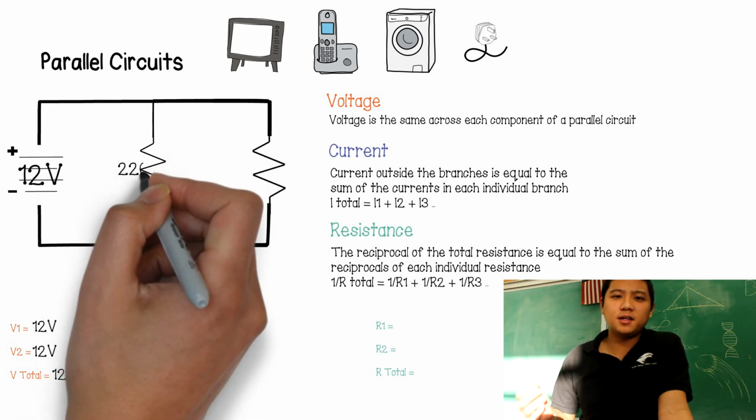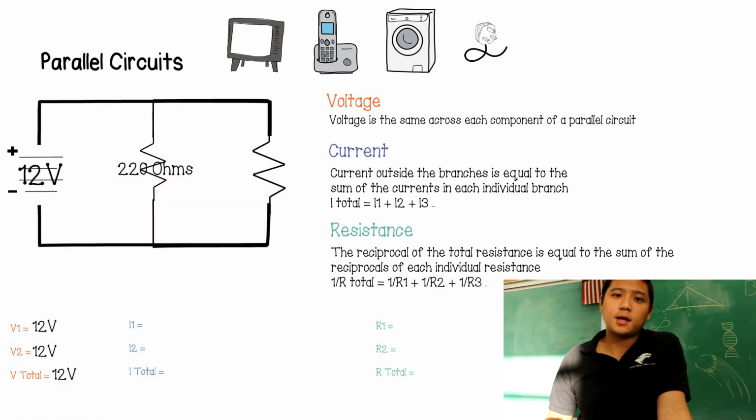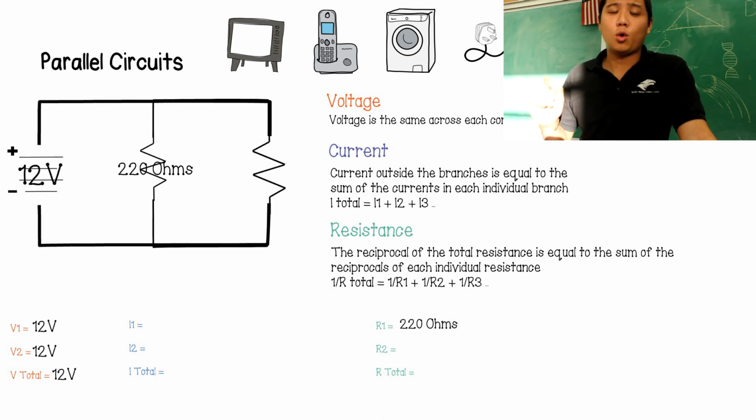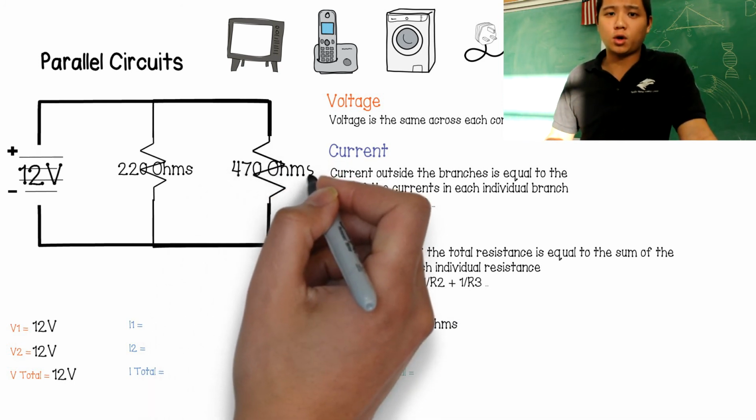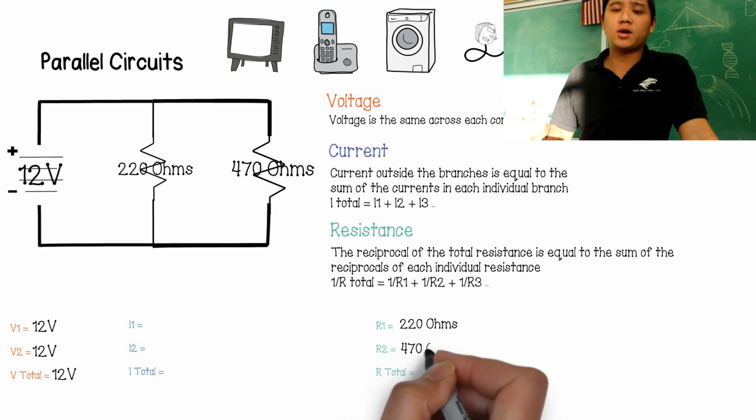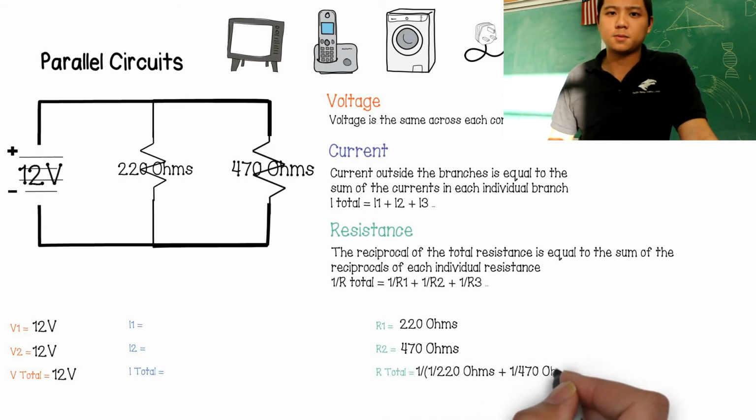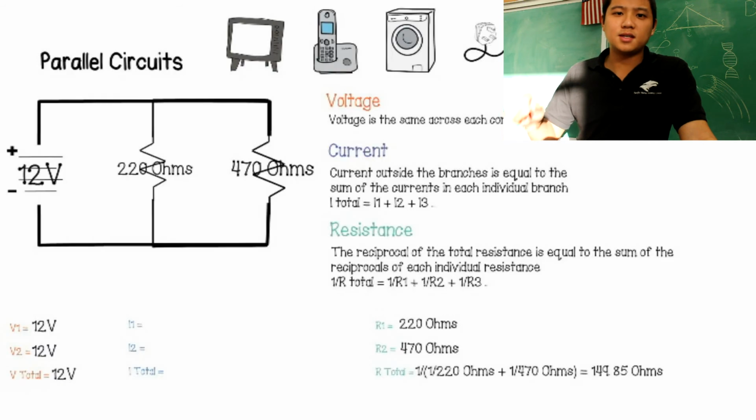Now we can find the total resistance. So the reciprocal of the total resistance is going to be equal to 1 over 220 ohms plus 1 over 470 ohms. And if we do this math, we should get 149.85 ohms. Notice the total resistance is actually less than the values of each individual resistor.